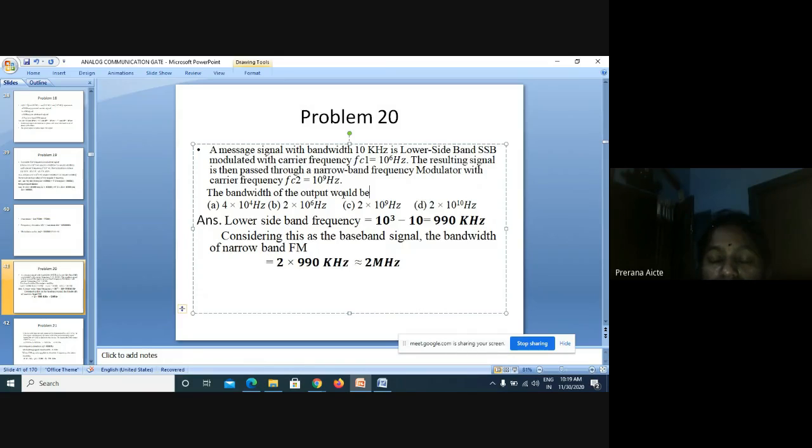The bandwidth required for narrowband FM is nothing but 2 into fm. Here fm is 990 kilohertz. So the bandwidth required will be equal to 2 into 990 kilohertz, which will be approximately 2 megahertz. So the correct option is B, 2 into 10 power 6 hertz.